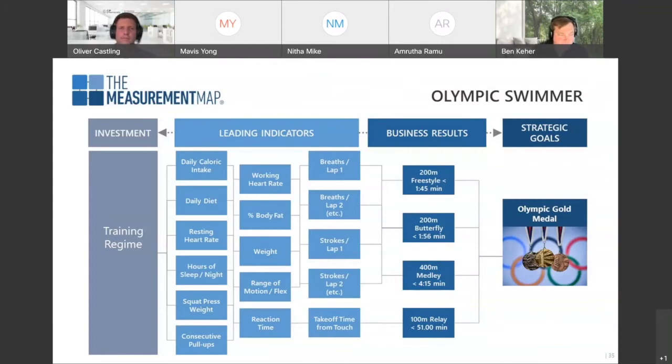And so the thing I want you to remember is that it's a causal chain, right? One thing leading to another gets us to our strategic results. But when we're in the design phase, we start with the end in mind and we work backwards from there.